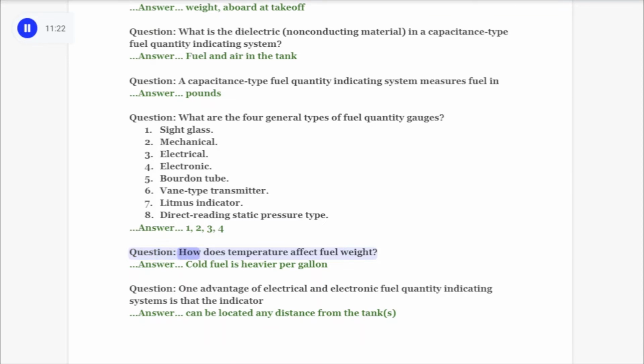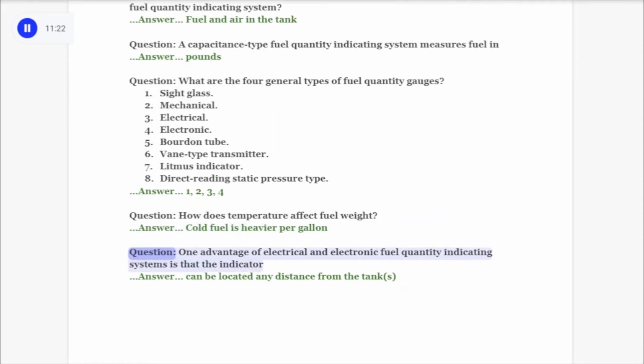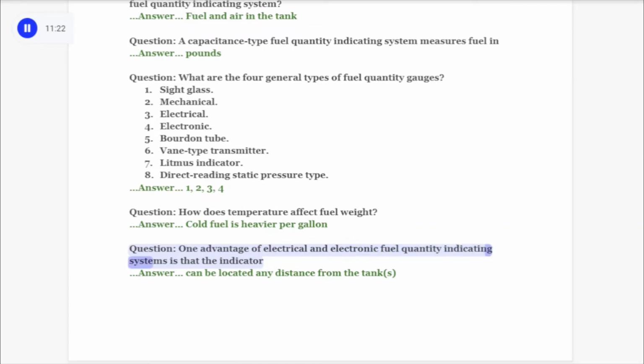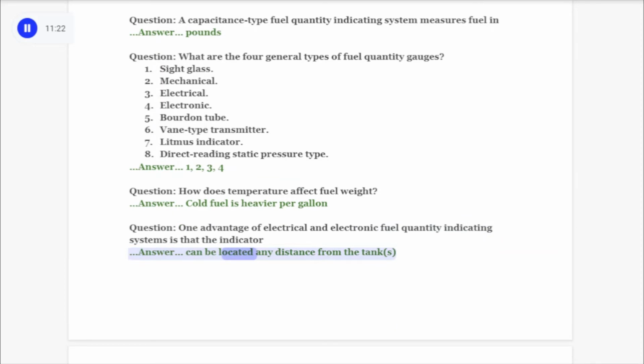Question: how does temperature affect fuel weight? Answer: cold fuel is heavier per gallon. Question: one advantage of electrical and electronic fuel quantity indicating systems is that the indicator. Answer: can be located any distance from the tank.